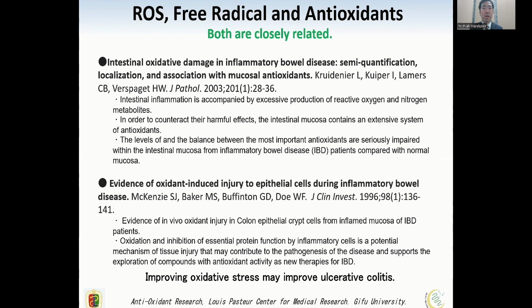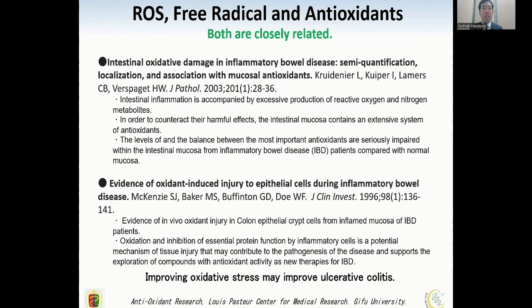Many studies have long confirmed that the pathogenesis of ulcerative colitis is associated with oxidative stress. There are currently over 900 references on PubMed. Some examples are given here. Intestinal inflammation, for example, is accompanied by overproduction of reactive oxygen species and nitrogen metabolites. To counteract these harmful effects, a wide range of antioxidants are present in the intestinal mucosa.